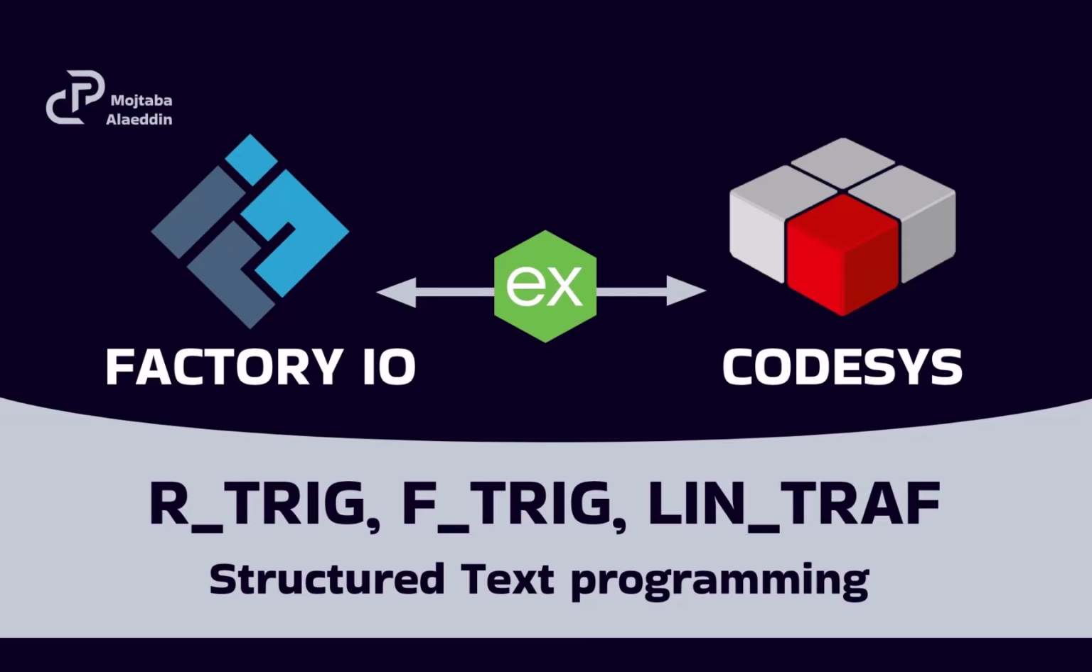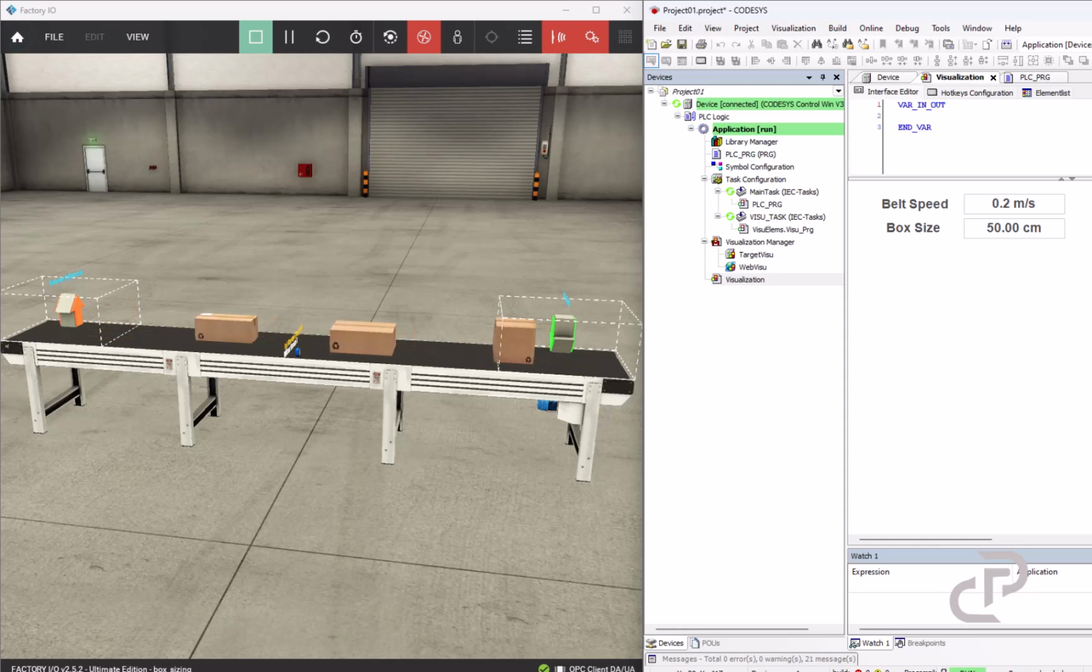Hello everyone. In this project I want to explain how to use R-trig, F-trig and linear transformation by ST programming. In this project Codesys is connected to Factory IO by KepServerEX to be able to simulate the code. The goal in this project is to calculate the object length on the conveyor by using a diffuse sensor. We can set the conveyor belt speed and the output is object or box size.